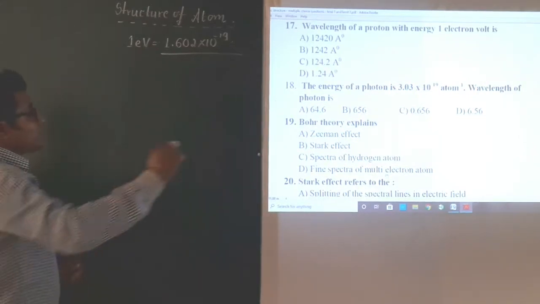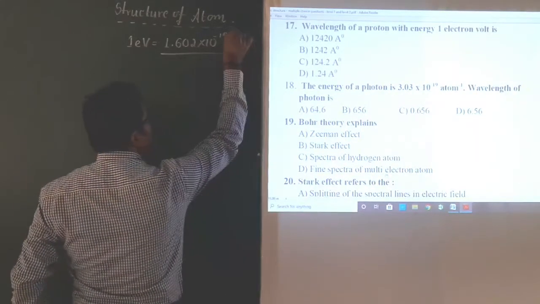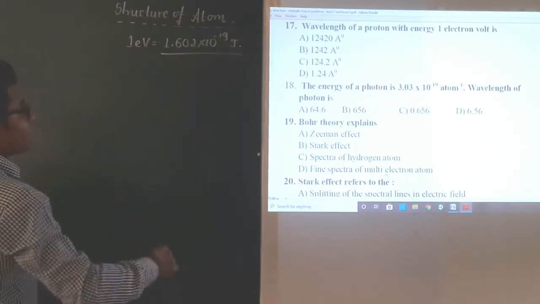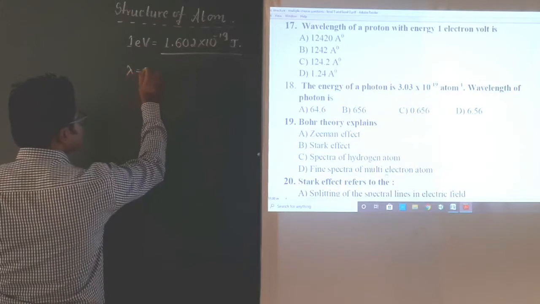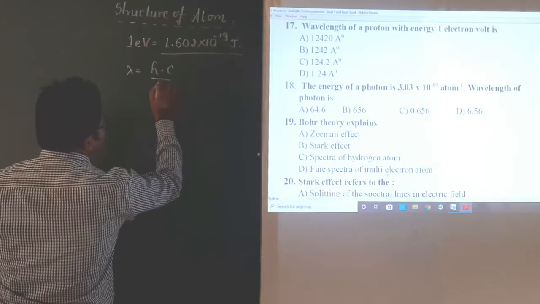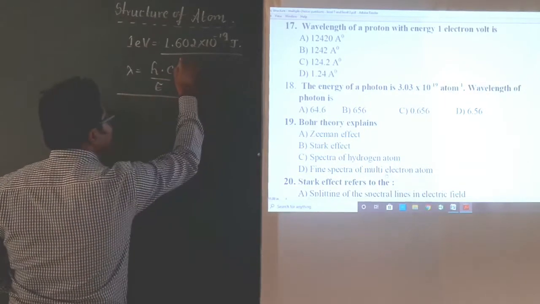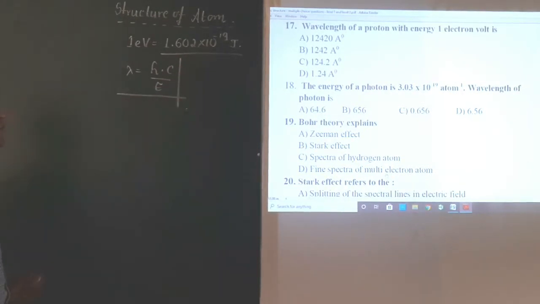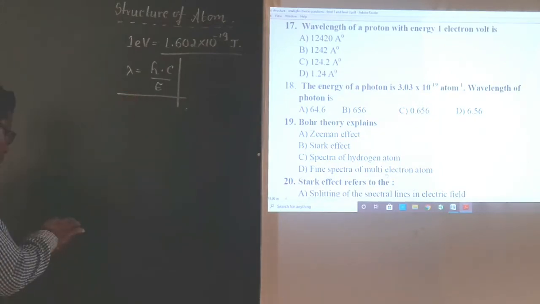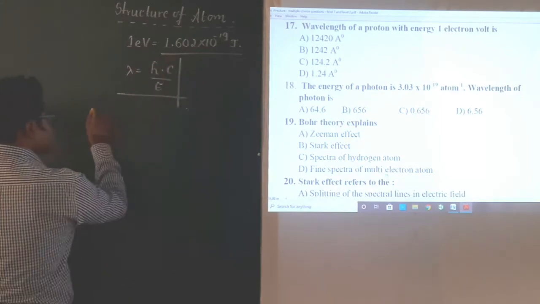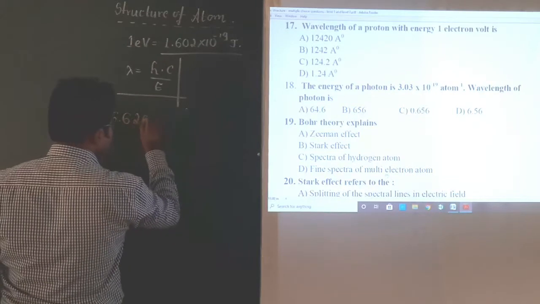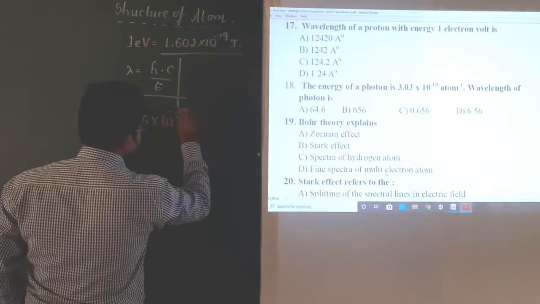So it is going to be in the form of joules. Now, here they are asking us for the wavelength, so lambda is equal to h into c over e. This is the expression whenever you need to find the wavelength of a photon. So you need to take this down. Here, constant h is equal to 6.626 into 10 raised to minus 34.